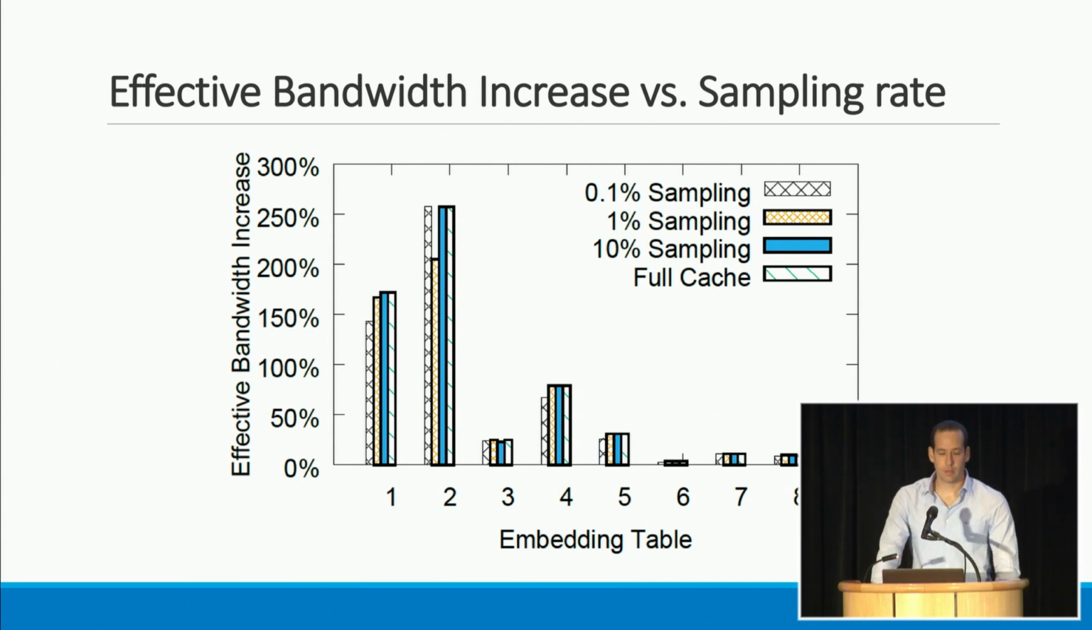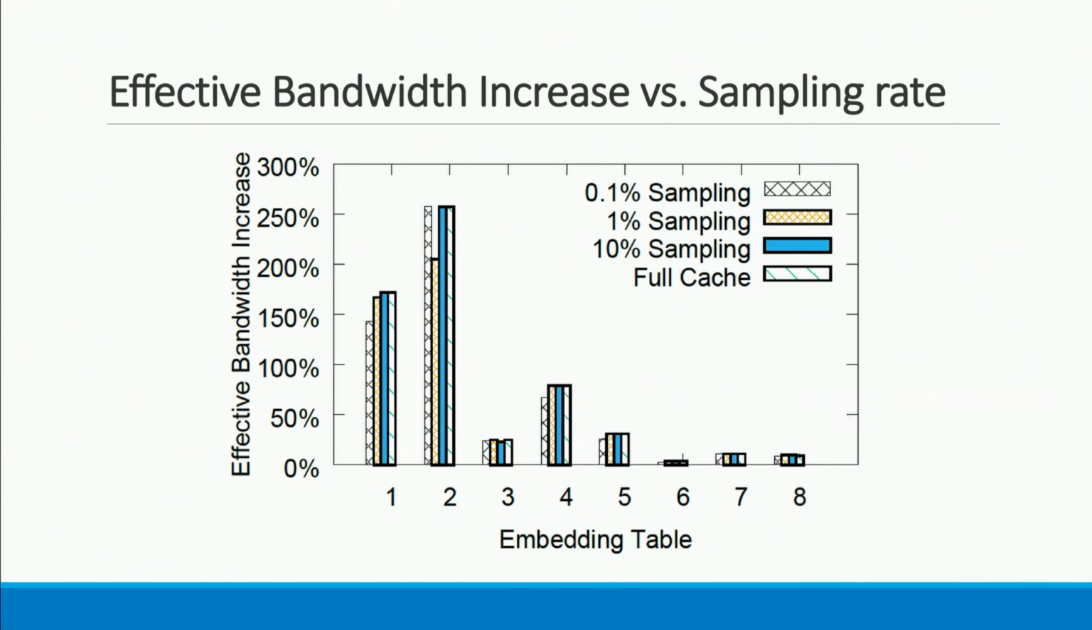So let's look at some end-to-end results. Here we see the effective bandwidth increase for different embedding tables, different features. And the different columns here represent different sampling rates. These are the sampling rates that we use for choosing the prefetch threshold. And you can see that even when sampling only 0.1% of the requests, we still get a very similar effective bandwidth increase to when we use the full cache, which is like an oracle in our case.